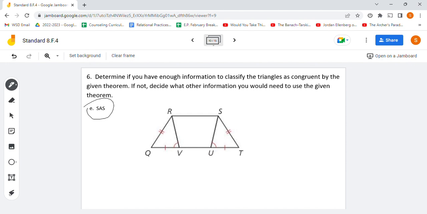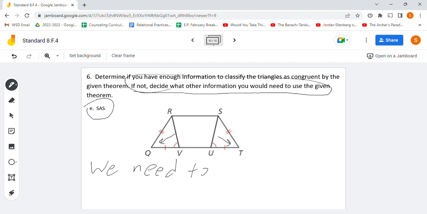So again, we're back to our second part. We have to state what information we would need to know. And the angle that is in between these two sides would be Q for this triangle, and it would be T for that triangle. So we need to know that angle Q is congruent to angle T, and that would be enough information to give us side, angle, side as we're looking for.